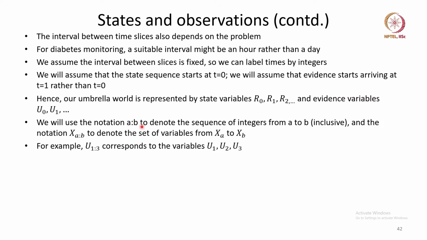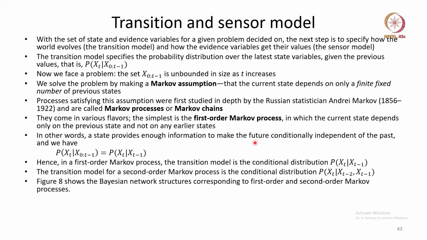So let us look at how we analyze this. When we say A colon B, it means that you are taking a range or a sequence of integers from A to B. For example, 1 to 3 or 1 to 5. So when you say X_A:B, you are looking at the set of variables from X_A to X_B. So if you say U_1:3, it means you are taking U_1, U_2 and U_3.